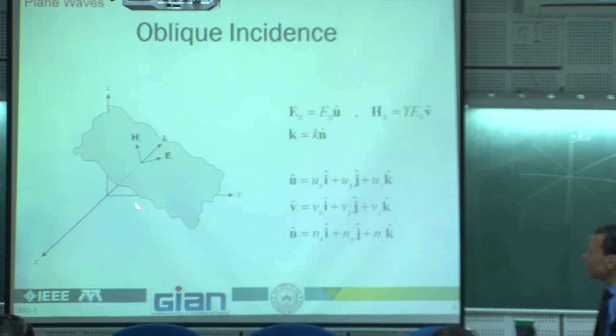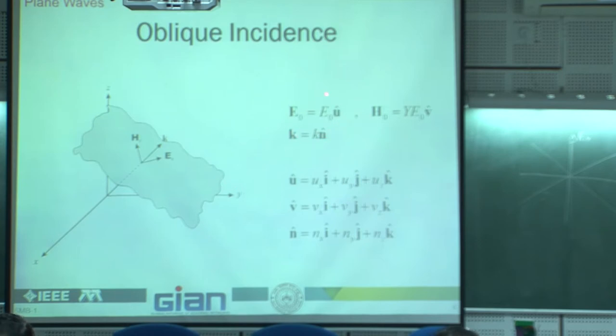Direction of propagation, electric field and magnetic field. In this case, you can have a nice representation. Electric field is along the unit vector U. Magnetic field is along the unit vector V. The propagation direction is along the unit vector N. U, V, and N form a right-hand screw system, or right-hand system.